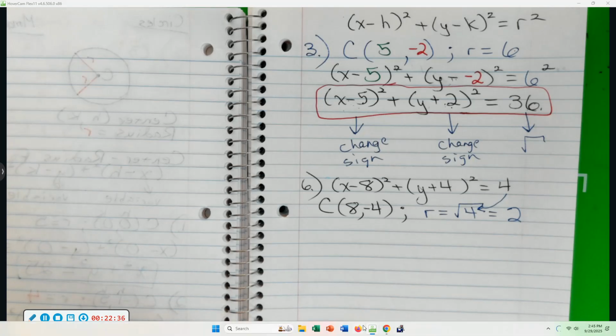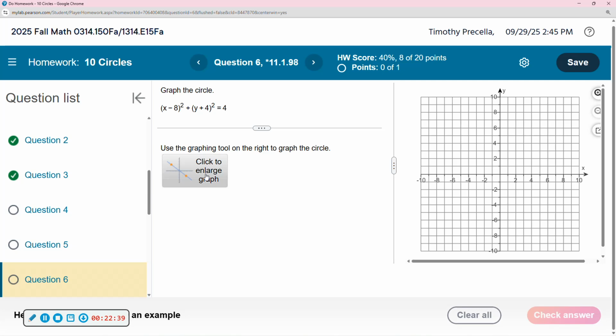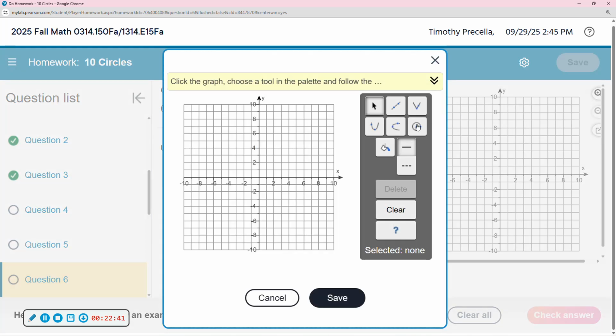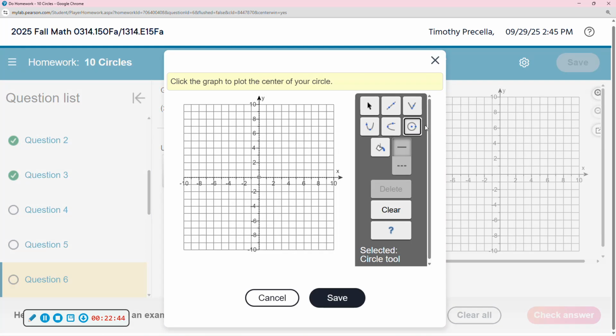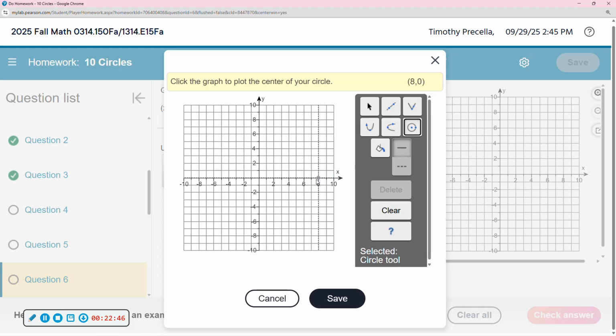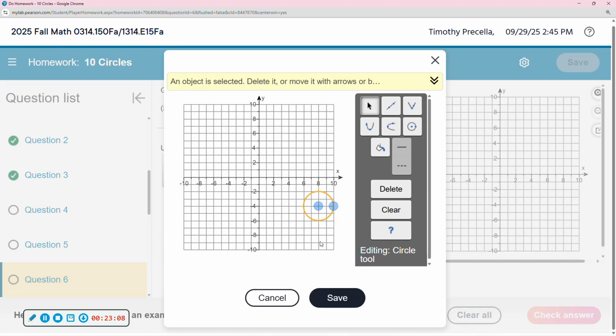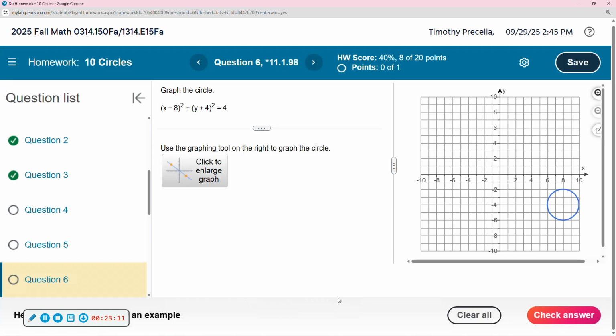So let's see. All we're doing is drawing the graph. You click this circle graphing tool, and then it says plot the center. The center was 8, -4. And the radius is 2, so just move up 2 units, or you could move left, right, or down. You're still getting the same thing. I'm going to move right because I'm doing it at the end of the graph. Save it, check it.